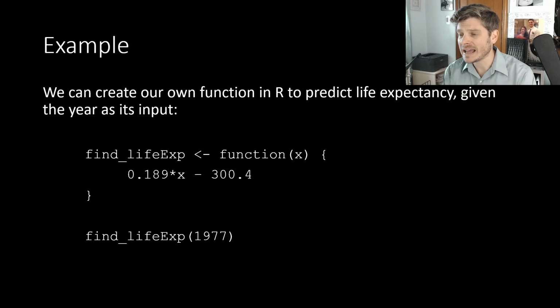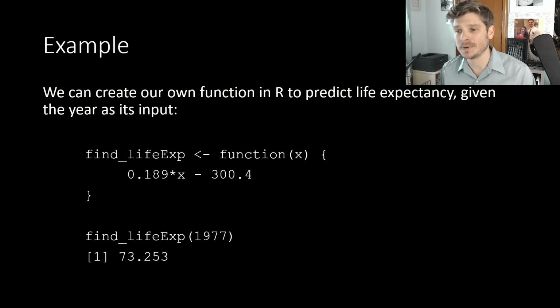But now that I have created my function called find life expectancy, I can plug in 1977 and it's going to output exactly that same value, 73.253. So again, I have now created a linear model to predict life expectancy given the year. So I've now created my first predictive model based upon my data set.